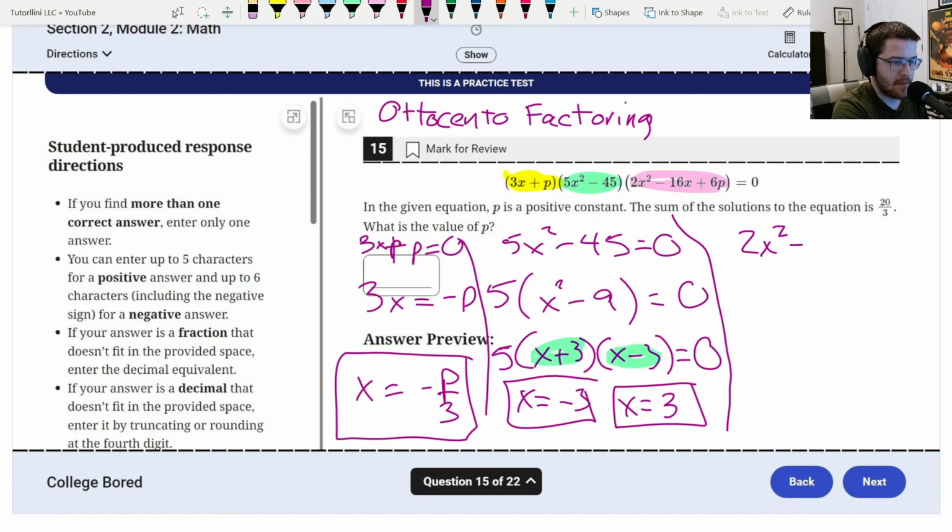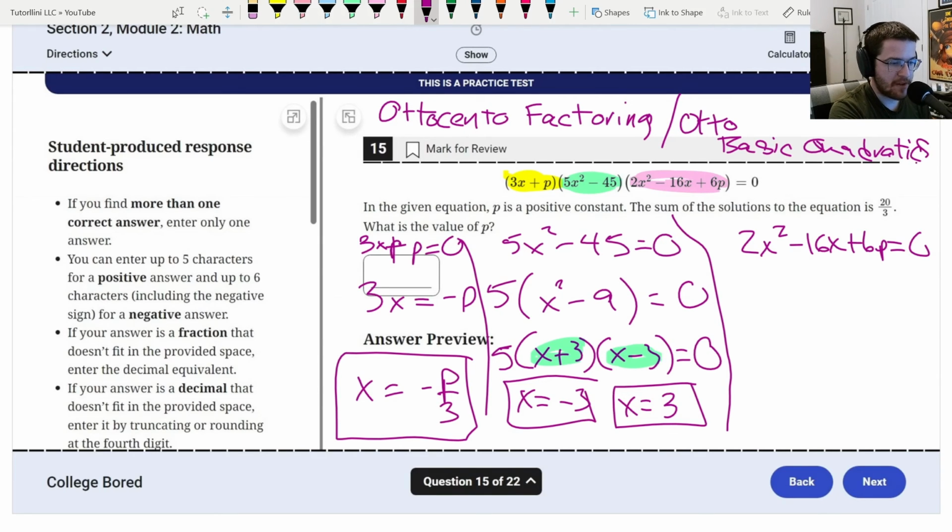So 2x squared minus 16x plus 6p equals 0. Now, this has a common factor. You could pull out the common factor of 2, but then you'll see that it's not factorable any further without knowing what p is. So what we're going to do is use Vieta's formula for the sum, which I go over in my Ottocento on basic quadratics. So please, please, please go watch that. I swear I'm not just pulling these out of a hat.